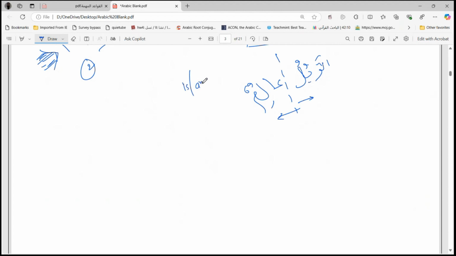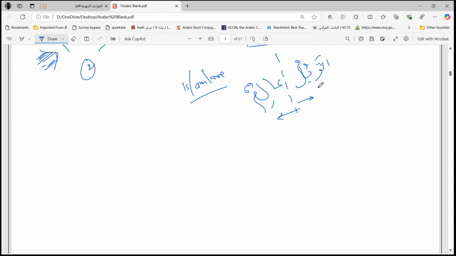You can easily put is mr. It depends on the number, whether it is singular, dual, or plural. On that ground, you will apply is mr. And I believe this is not something very difficult, to understand where to put is, where to put m, and where to put r.